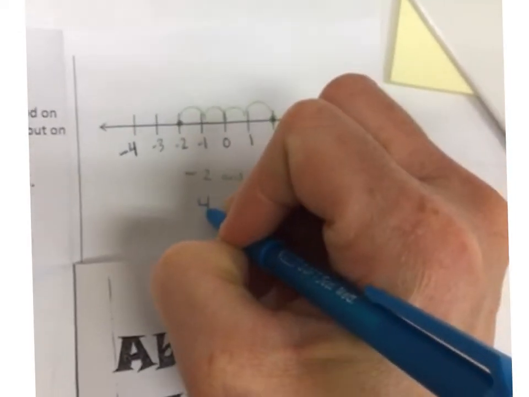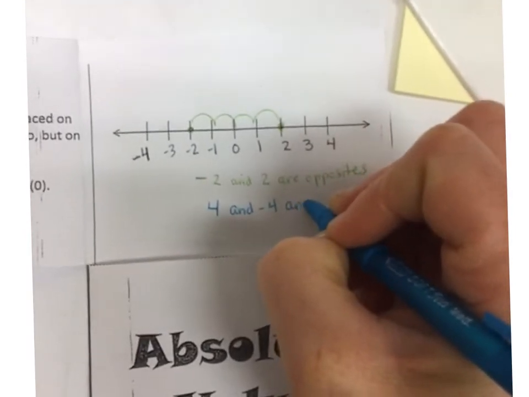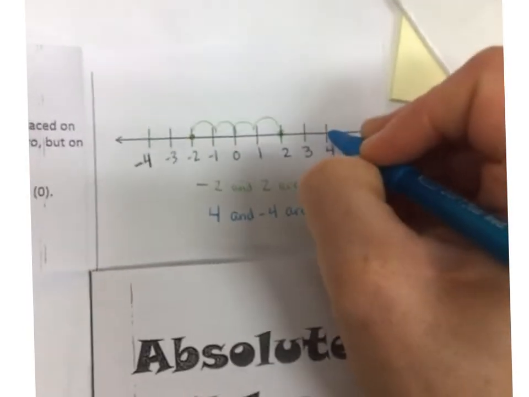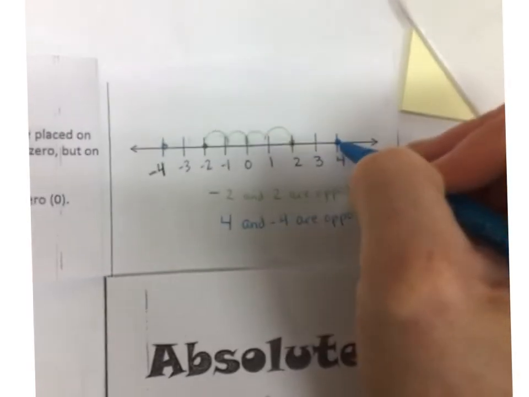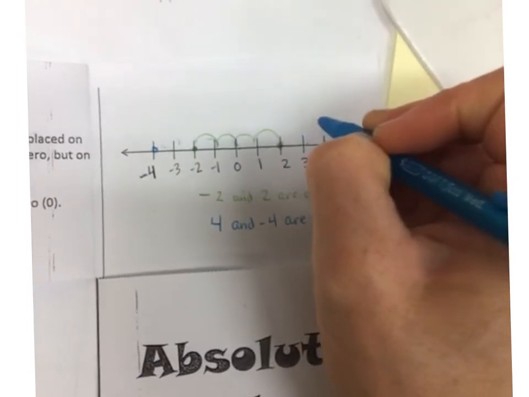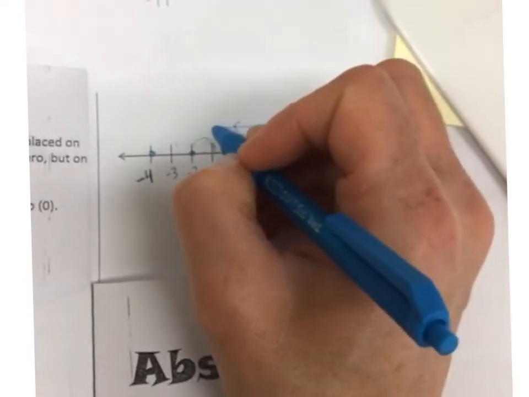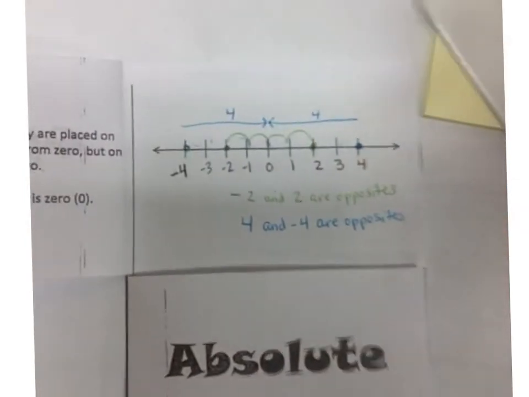Okay, let's look at another one. I have +4 and -4 are opposites. So here's my +4. Here's my -4. And if I were to hop 1, 2, 3, 4, 1, 2, 3, 4, or I can show in order to get to 0, and in order to get to 0 in the opposite direction, I have to move 4 spaces. We could diagram that either way.